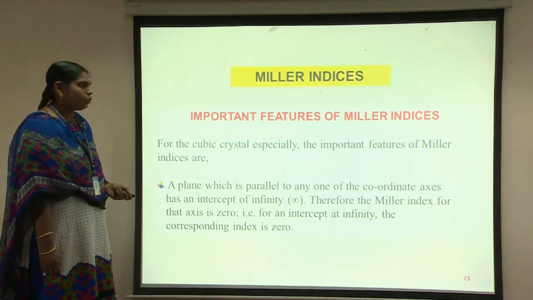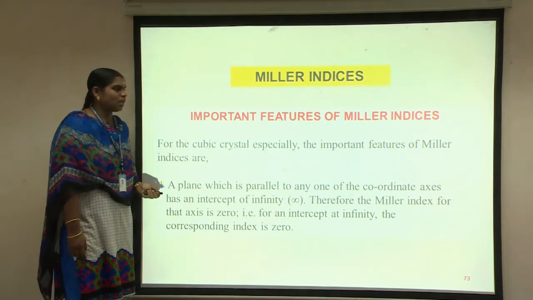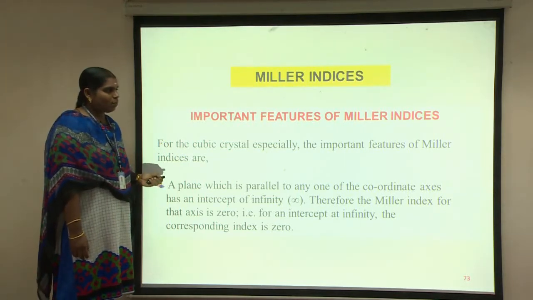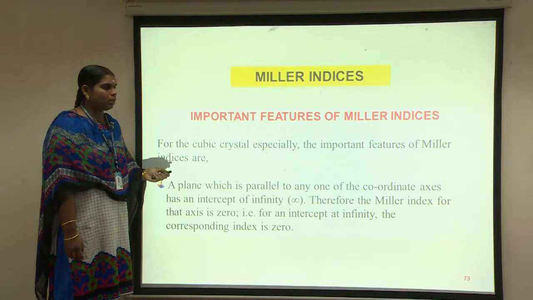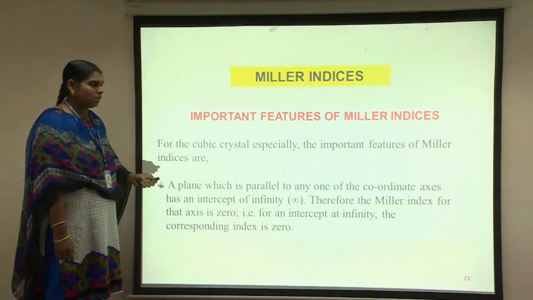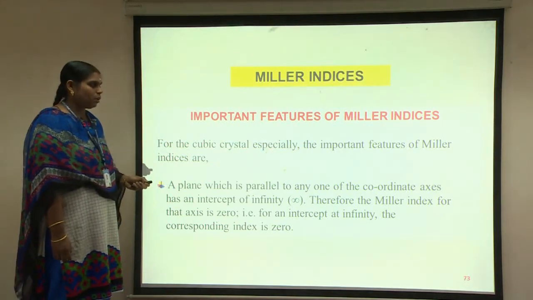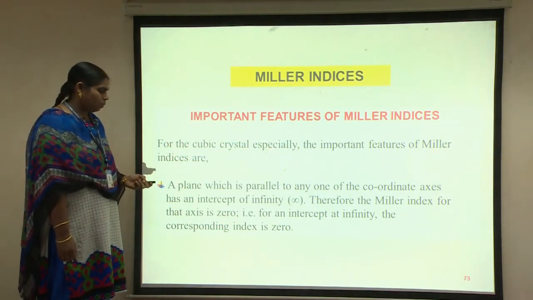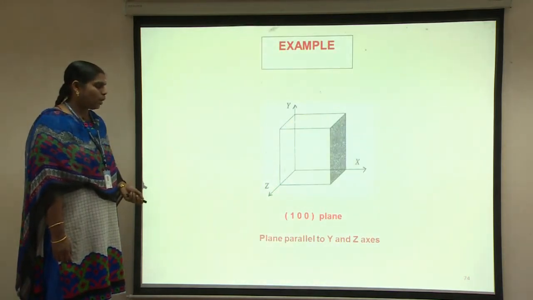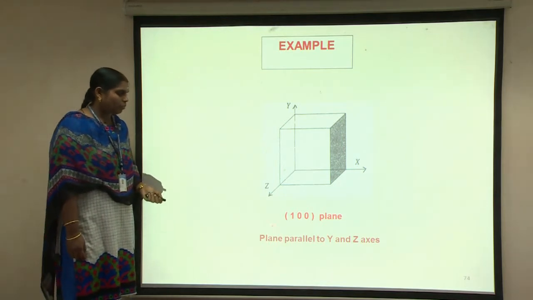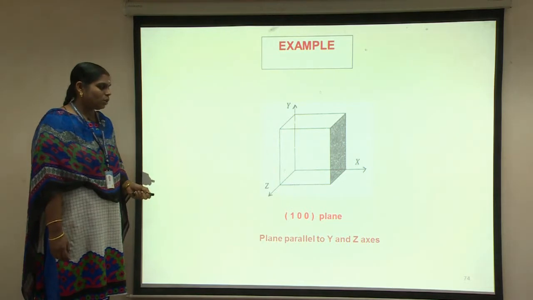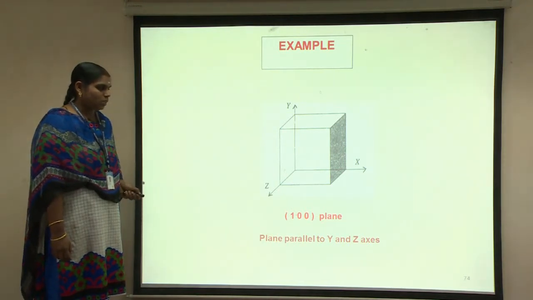Now, what is an important feature? As for the numbers, when numerical values are given, you will be able to understand the Miller indices. But once a plane is given and we ask what the plane denotes, for that we must know the important features of the Miller indices. In order to understand these important features, first let us consider a plane which we mention as the 1, 0, 0 plane. So from this we can know that h is equal to 1, k is equal to 0, l is equal to 0. This is the Miller indices for this plane.